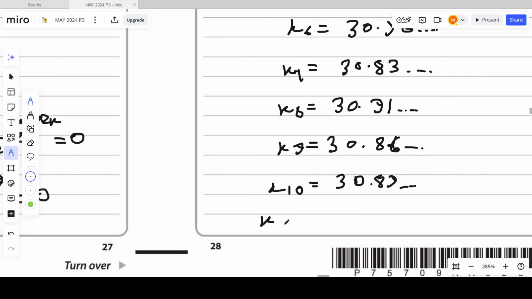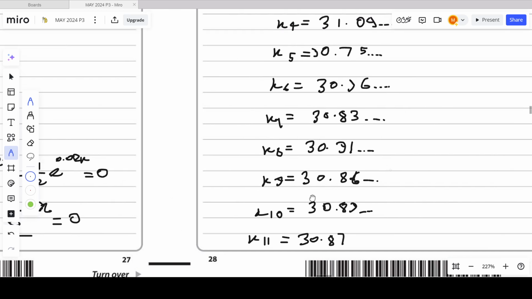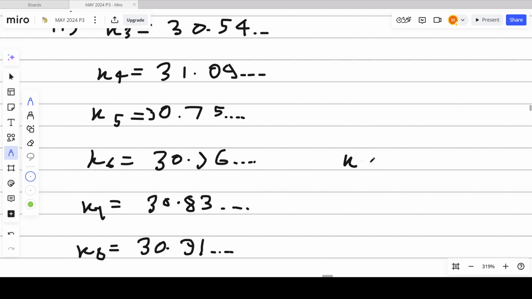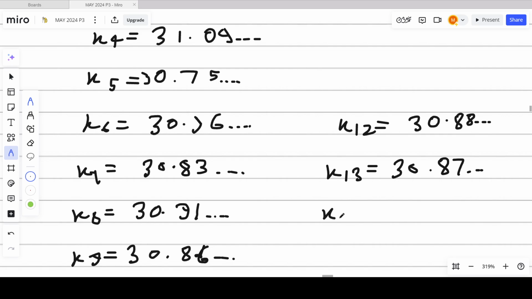And then x11. So x11 is 30.87. And then x12. We got the value for x12 on the calculator. This is 30.88 something. And then x13. This is what? 30.879. So 30.87 something. And so we got closer.